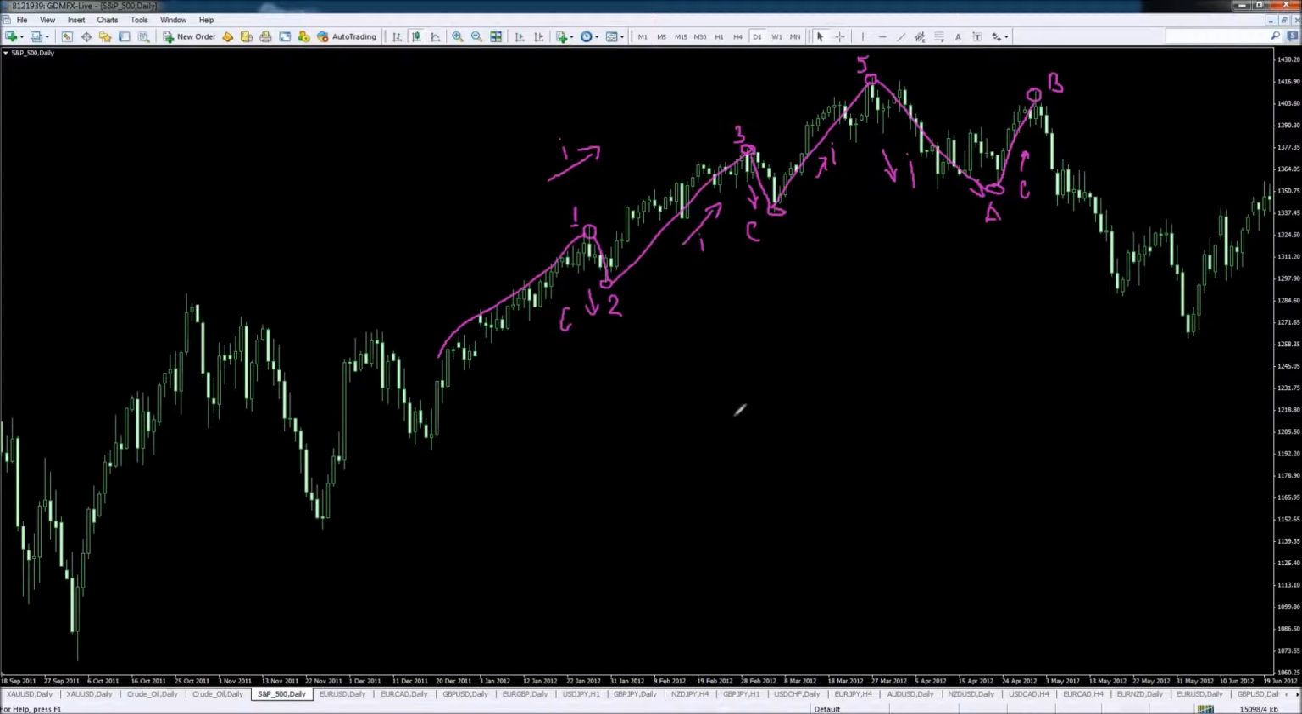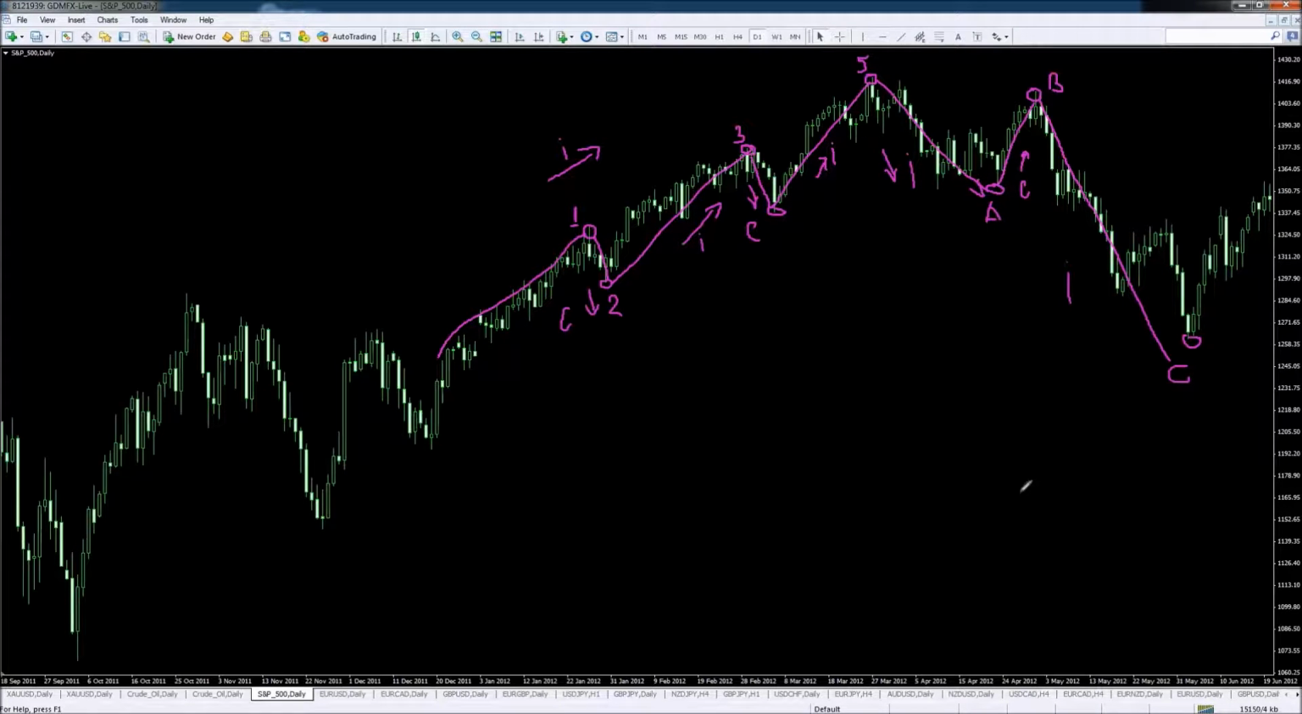The correctional and the impulsive waves are those which move towards the direction of the trend or against it. This is the only and easiest way for you to remember it. And we have a large move to the downside with number C, which is, of course, the impulsive wave one more time.